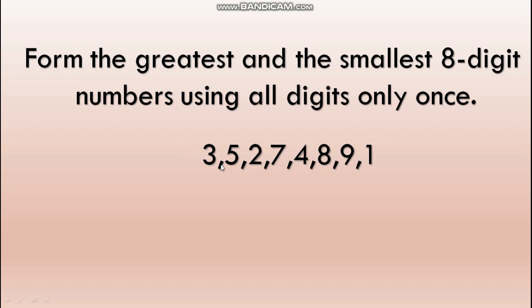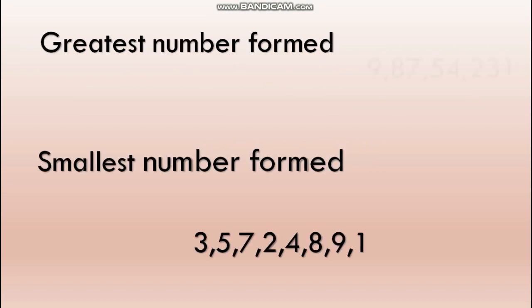Now let us see which digit will come first to form the greatest number. The largest digit. Which is the largest digit? The number is 9, 8, 7, 5, 4, 2, 3, 1. So the number will become 9 crore 87 lakh 54,231. And if we make the smallest number, we will write 1 first.